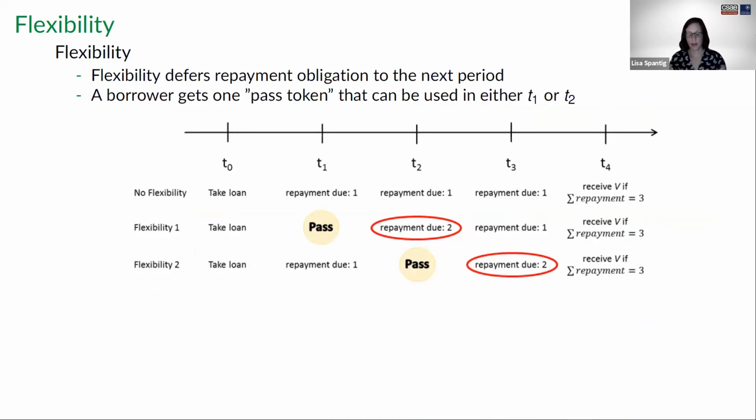Okay, now the other three treatments. The first one being flexibility. Flexibility, as briefly mentioned before, allows you to defer one repayment obligation to the next period. In our setting, this is a pass token that can be used in period 1 or period 2, where the third period is a catch-up period, making all the repayments. And you see here, once you use the pass, the repayment due the next week is doubled.